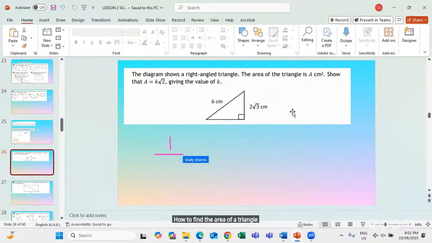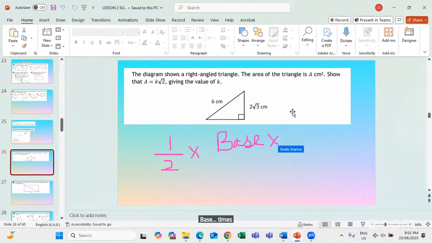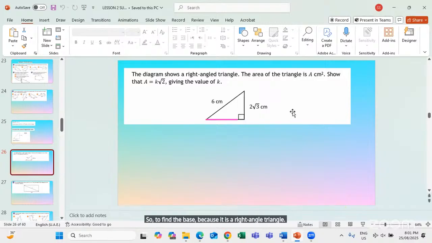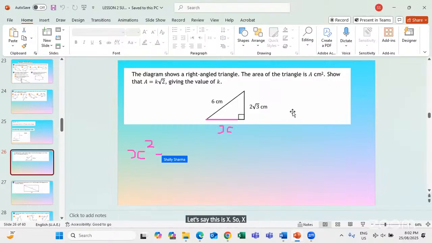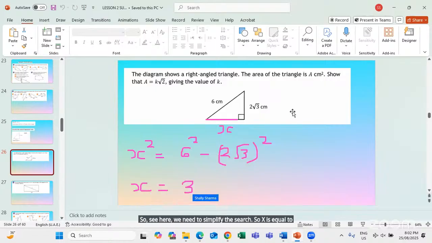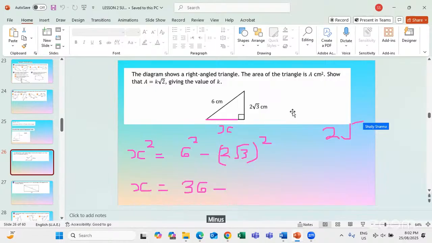It is half times base times height. Now here the height is given as 2 root 3 but we don't know the base. So to find the base, because it is a right angle triangle, I need to apply the Pythagoras theorem. Let's say this is x. So x squared is equal to 6 squared minus (2 root 3) squared. Here we need to simplify the surds. So x squared is 36 minus (2 root 3) squared, which means 2 root 3 times 2 root 3.